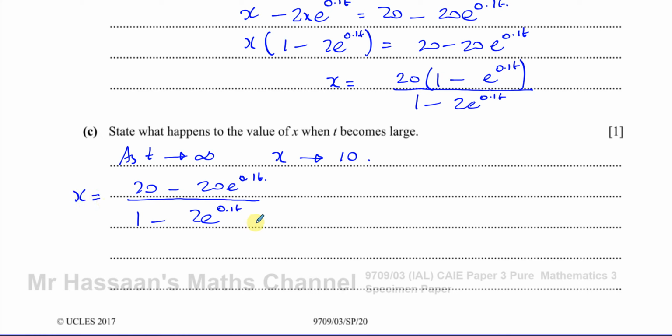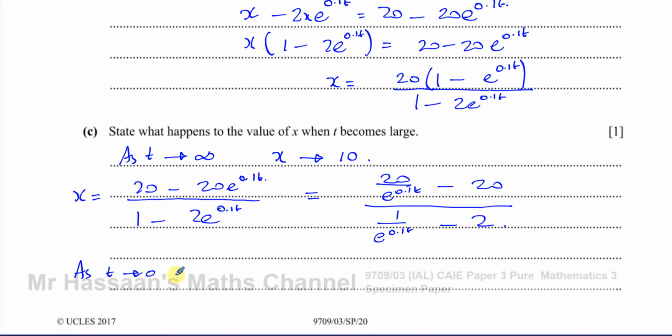That's what x equals. Now if I divide both the numerator and denominator by e to the power of 0.1t, that will become 20 divided by e to the power of 0.1t minus 20 divided by 1 over e to the power of 0.1t minus 2. That's what we're going to get. Now what we can see here is as t becomes really big, then e to the power of 0.1t, we can write it like this if you want to be more mathematical.